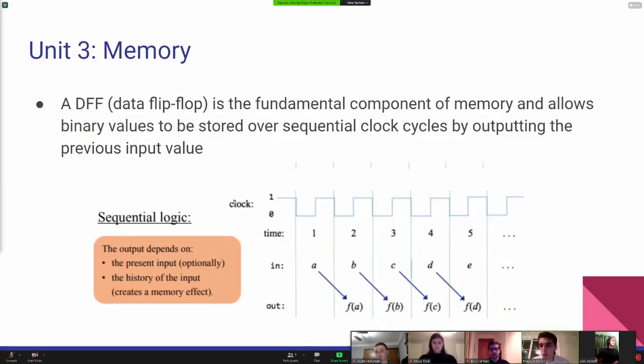So now we will move on to memory now that we have our ALU, our arithmetic logic unit, constructed. So memory, as an overview, is quite straightforward conceptually, at least in terms of the name in this unit. It is the capability to store data, and the fundamental aspect of memory is the DFF, the data flip-flop. And this allows us to store binary values over sequential clock cycles.